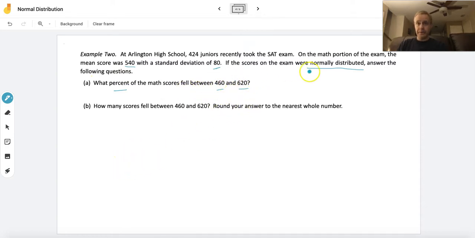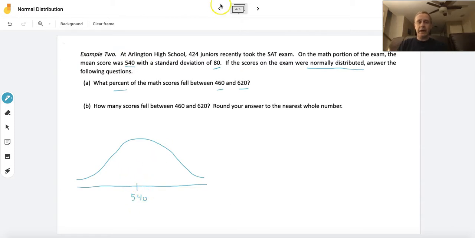So again, because the scores in this exam are normally distributed, what you typically would want to do in this type of question, to figure out what percent of the math scores fall between these two scores, is do my best to draw out a bell curve. And from here, we know that the mean of the scores is always going to be directly in the middle. The mean will vary from one question to the other. In this problem, we were told that the mean was 540. And so I'm just going to place that right here.